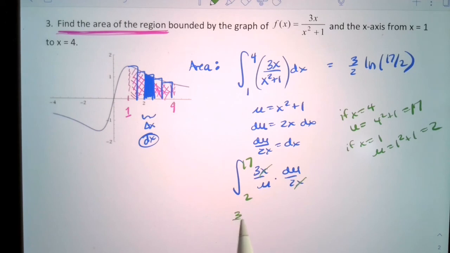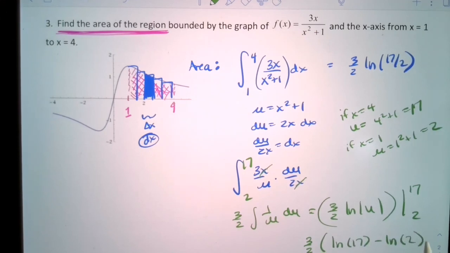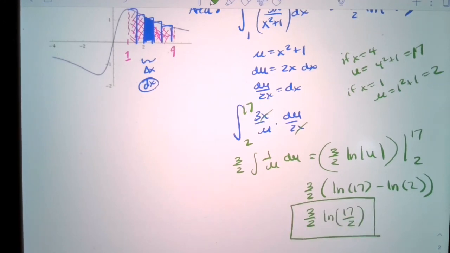This is great. That's where you see the 3/2 show up, right? And I'm left with the integral of 1 over u du, which is the natural log of the absolute value of u. And here's where you see that 17 and the 2 come in, right? So I can take that 3/2 on the outside and say, well, it's natural log of 17 minus natural log of 2, which I just got crafty and decided to combine as natural log of 17/2. So this is an application of integration. It's important that you can set them up and also that you can evaluate them.